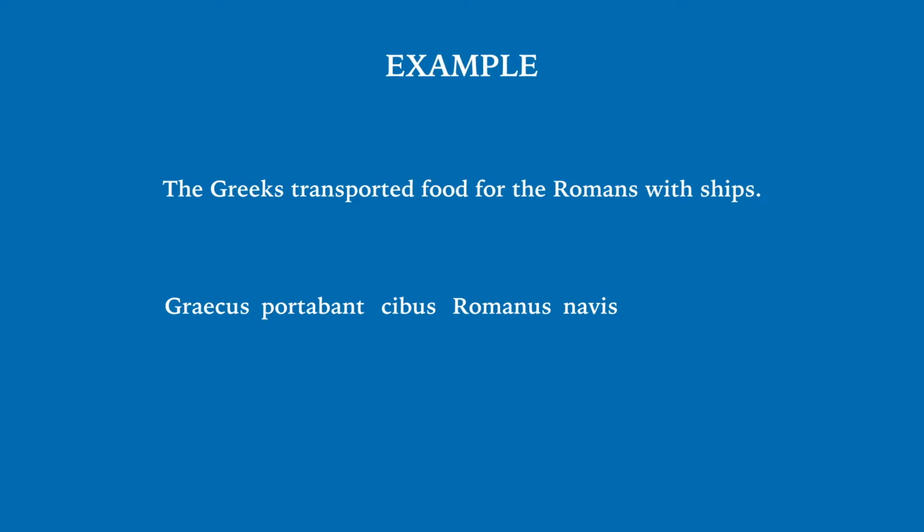Graecus becomes Graeci. Cibus needs to be in the accusative case because that is the case of the direct object, so that becomes cibum. Romanus needs to be plural because there are multiple Romans, and also needs to be in the dative case because it is the indirect object. Romanus then becomes Romanis.